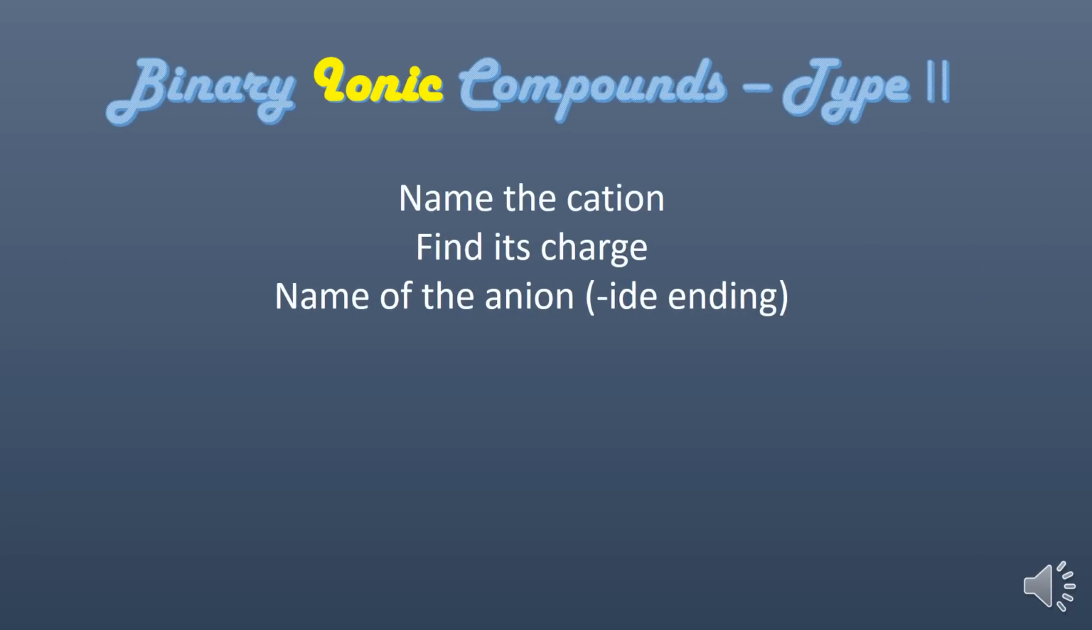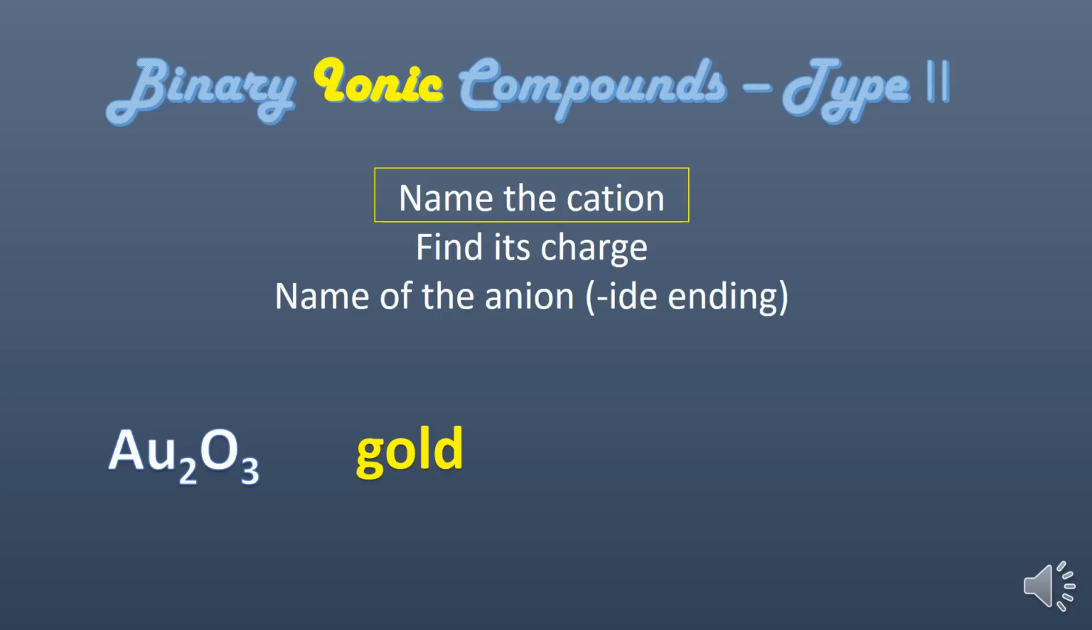This one was way too easy, so we should do one more. First, name the cation. Well, this cation is gold. Now, you should ask yourself, is this a type 1 or type 2? Well, yeah, because they said it was type 2 up there. It is type 2, that's true. So we need to find the charge.